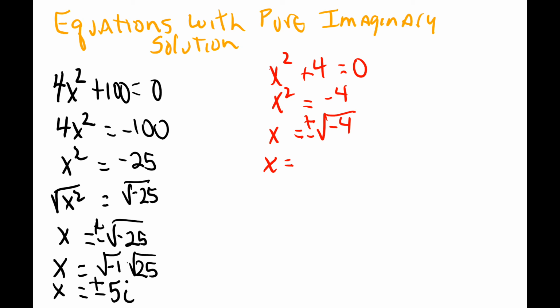All right, so if I break this down into its component parts, this is equal to the square root of negative 1 times the square root of 4. And I know that the square root of negative 1 is i, and the square root of 4 is 2, and so x is going to equal plus or minus 2i. Okay, there we go. Equations with pure imaginary solutions.